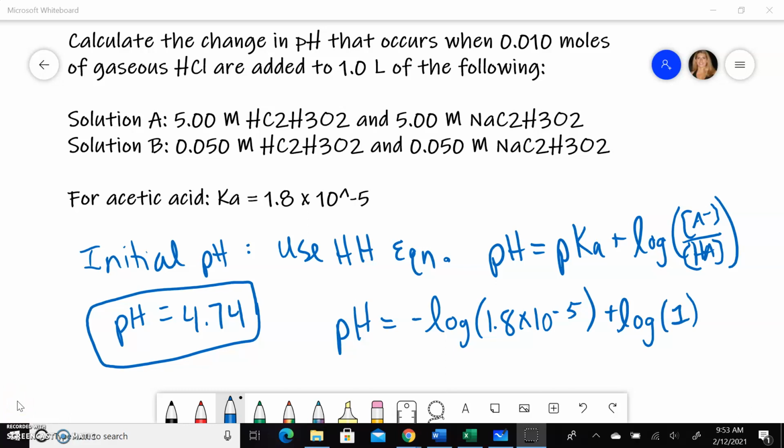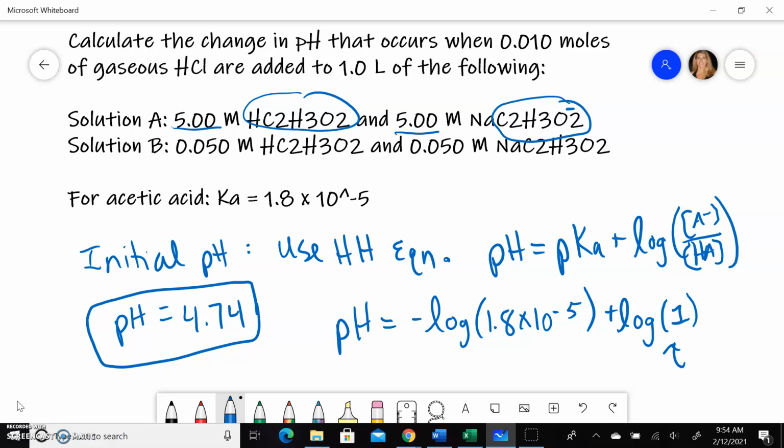And this one over here that I got, this is because we did the concentration of the base. It's a soluble salt, so this ion is the base, and then this is the acid, and notice that they're both 5, and so when you put 5 over 5, you get 1, so that's where I got that. And so this is the pH of solution A before we add the hydrochloric acid to it.